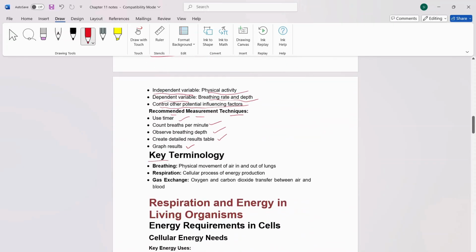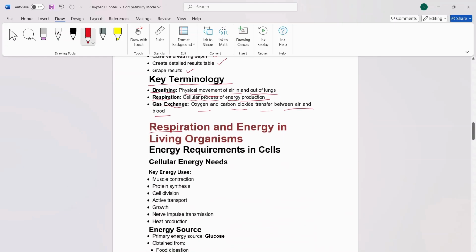Key terminologies which you have to keep in mind: breathing, physical movement of air in and out of lungs; respiration, cellular process of energy production; gas exchange, oxygen and carbon dioxide transfers between air and blood.